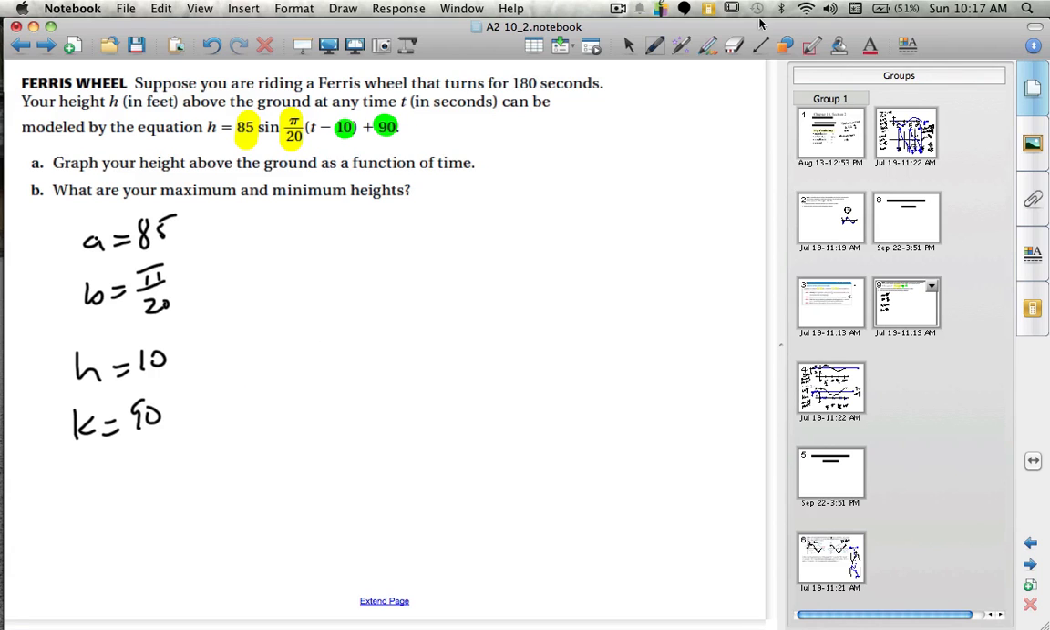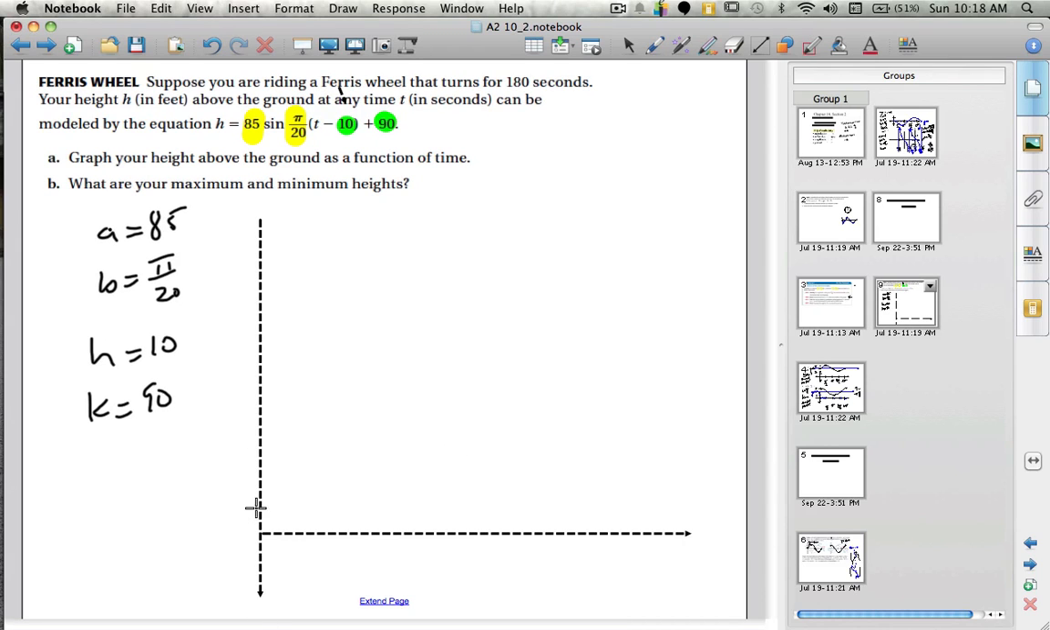All right, so let's start working with a graph of some sort. Let's start here and here. We're not going to have negative time, so I'm going to ignore negative time. That's not going to really happen. If I look at the amplitude, 85, but I've also got a shift. I have a shift that's almost the whole amplitude. So we're going to have to think of that.